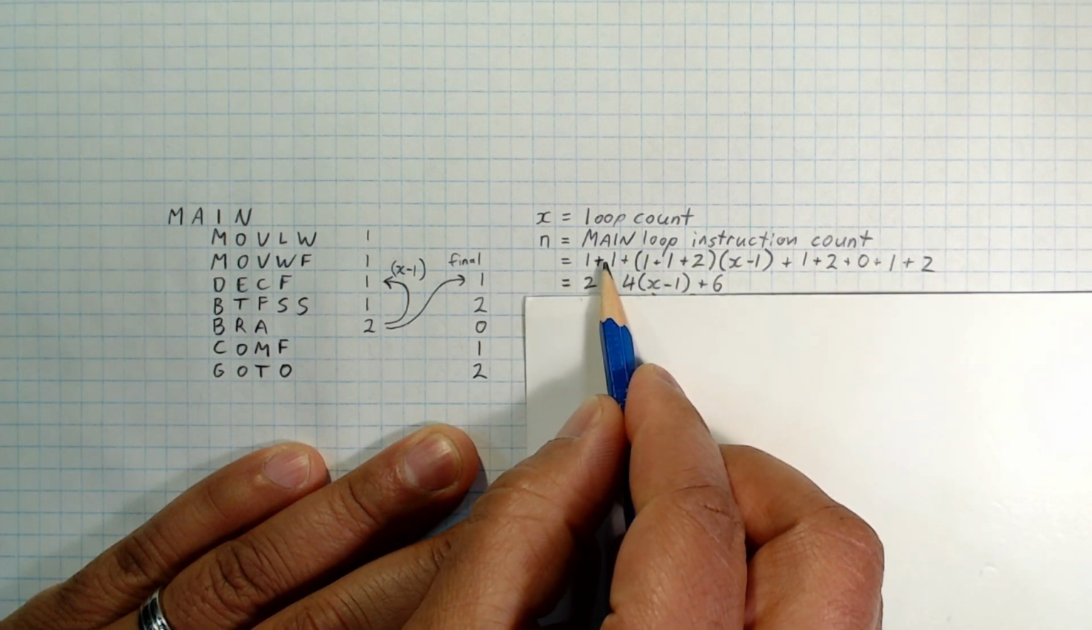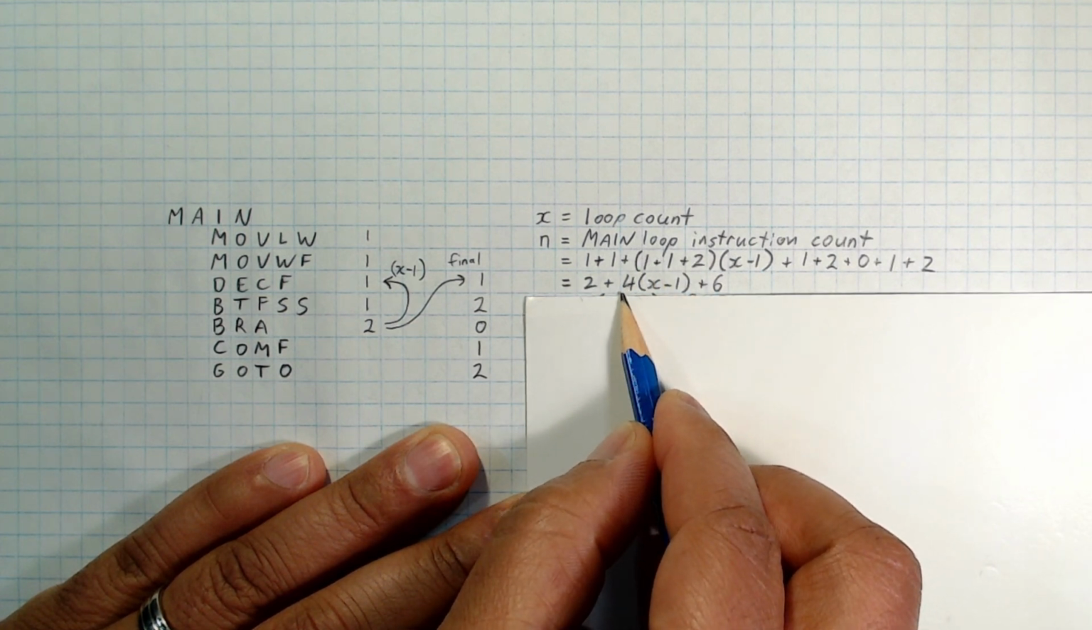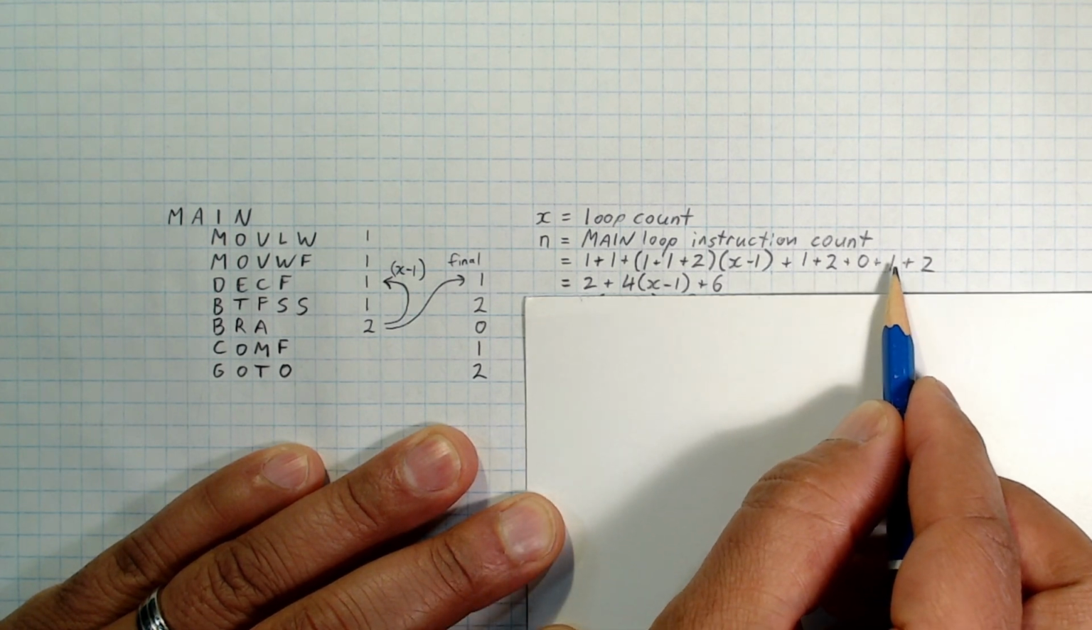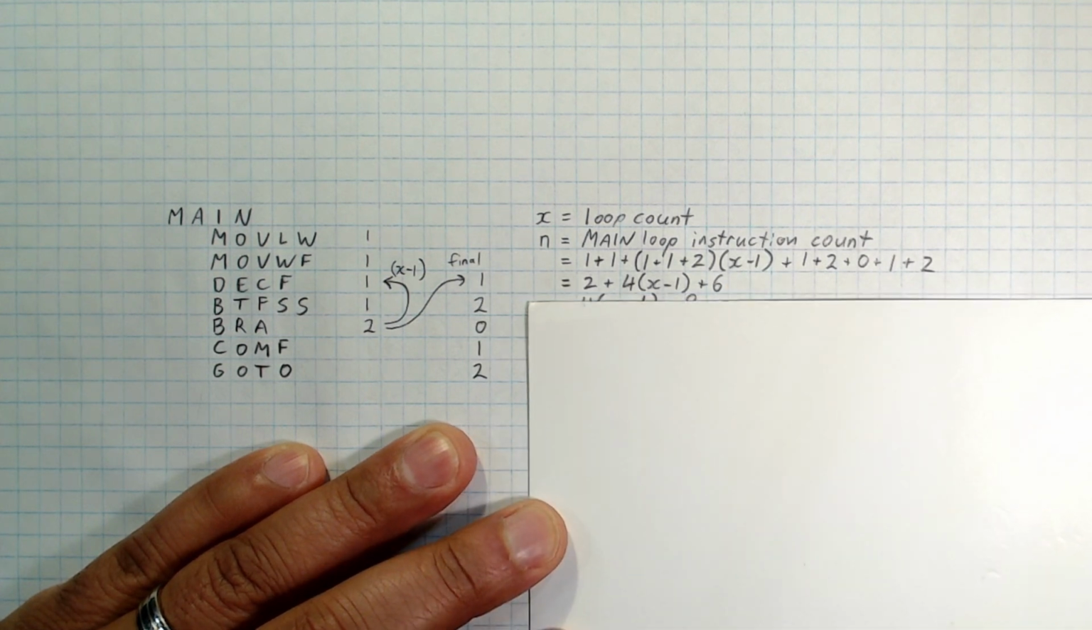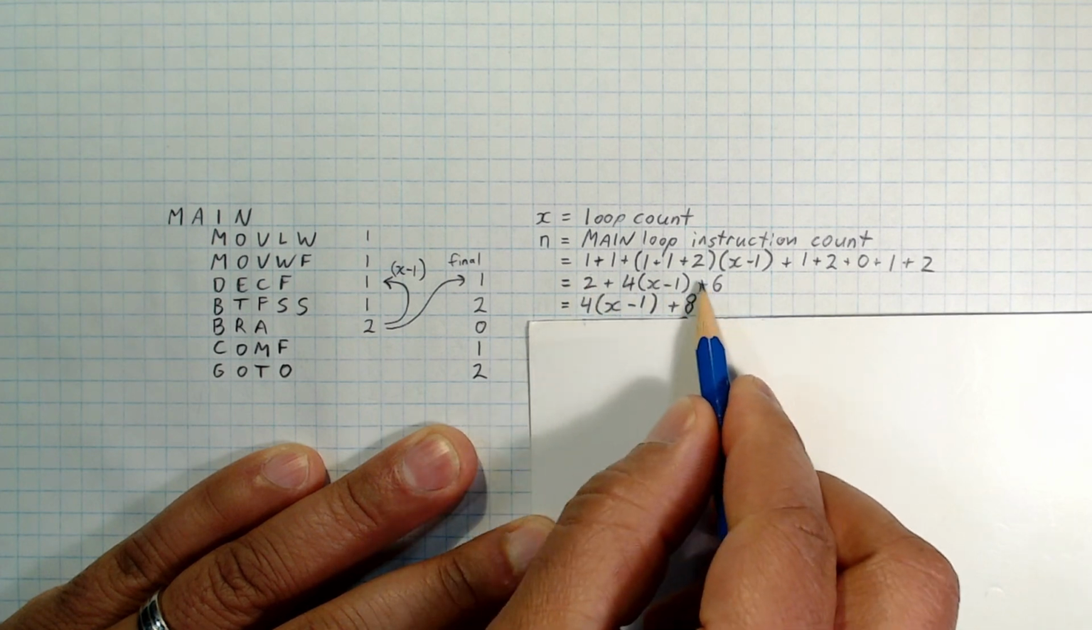So this 1 plus 1 becomes a 2. 1 plus 1 plus 2 becomes 4. I'm going to leave the x1 as x1. 1 plus 2 plus 1 plus 2 equals 6. Simplify a little bit further. We can take this 2 and move it to this side, add them together to get the 8.